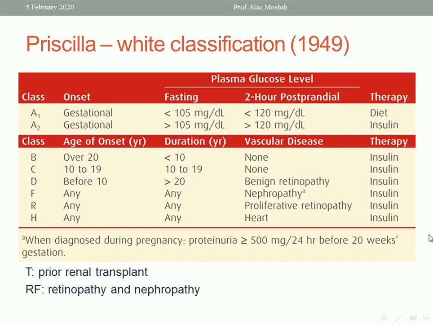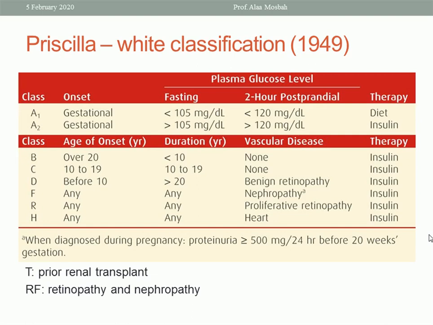Class B, according to the age of onset and duration: age of onset over 20 and duration less than 10 years. Class C, age of onset between 10 to 19 years, and the duration between 10 to 19 years. Class D, before 10 years in the age of onset, and duration more than 20 years, also associated with benign retinopathy.